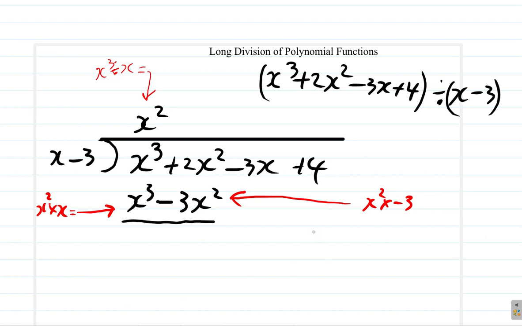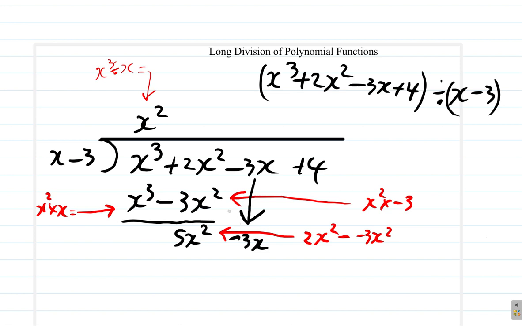We're having 2x squared minus negative 3x squared, which is the same as 2x squared plus 3x squared. And what we get here is our 5x squared. Alright? Now, we can put an imaginary 0 here, and we say negative 3x minus 0 is negative 3x. We could also say we bring down our negative 3x here.